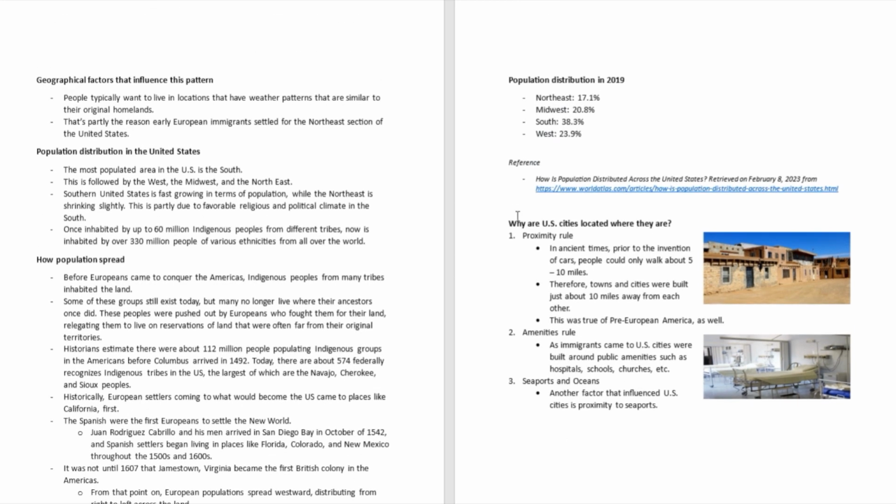Alright, so what's the population distribution as of 2019? In the northeast section of the United States, it is estimated that about 17.1% of the population lives there. 20.8% of Americans live in the Midwest, 38.3% of Americans live in the South, and 23.9% of American people live in the West.